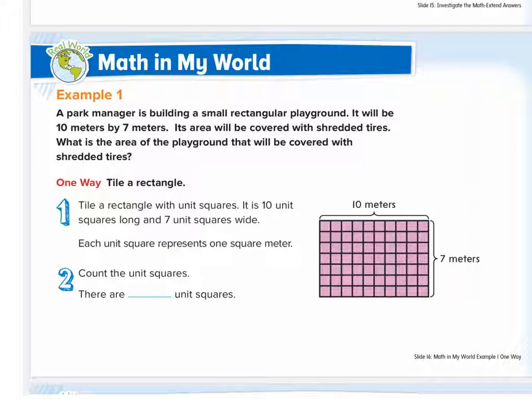One way to do this is to tile the rectangle like we worked on yesterday. 10 columns by 7 rows, just like they've done in the picture. Each unit square represents 1 square meter. So if we count the unit squares, there will be 70 because we have 10, 20, 30, 40, 50, 60, 70 unit squares.